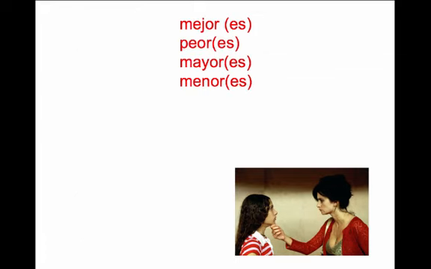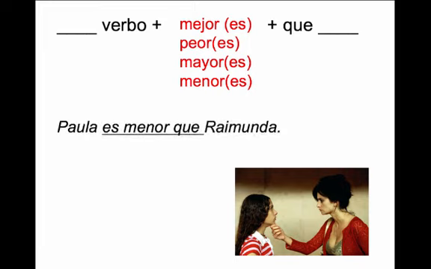So let's look at some examples. And we're using this photo from La Película Volver that we've watched some clips from. So we use the verb and then mejor, peor, mayor, menor. And sometimes if it's plural, you also have to change the ending. And que. So an example, Paula es menor que Raimunda. So Paula, the daughter, is younger than Raimunda, the mom, obviously.